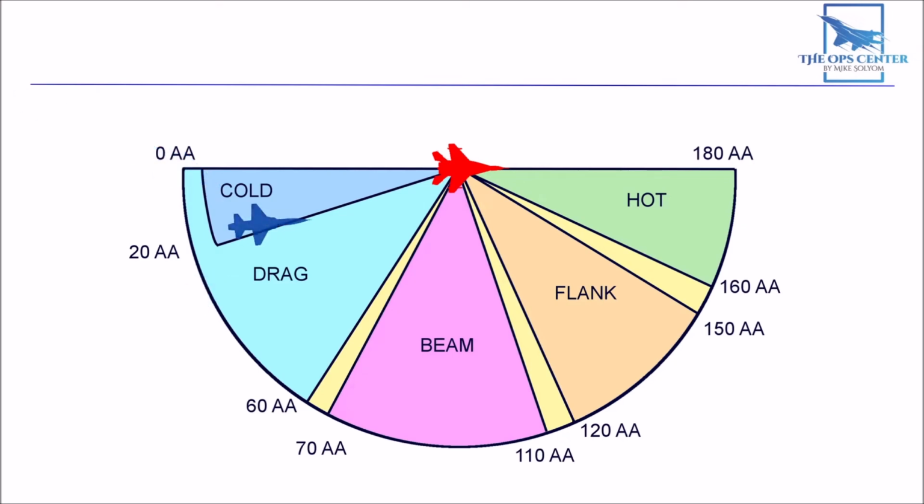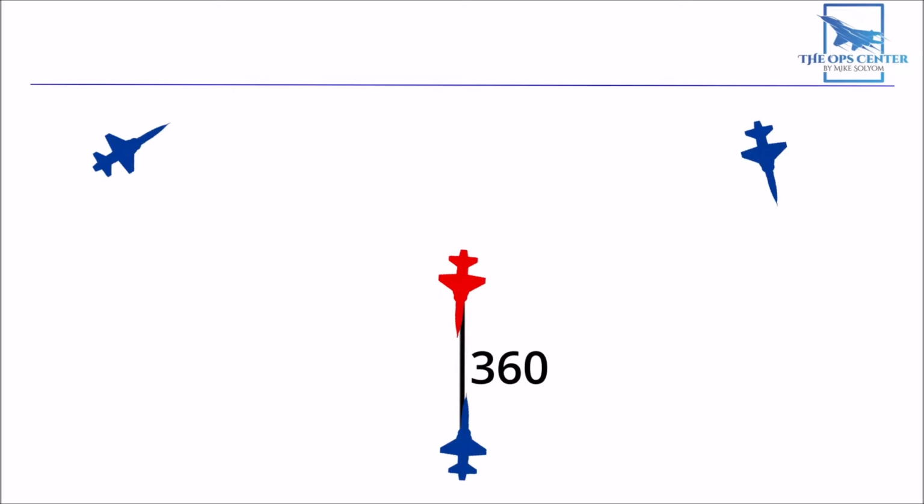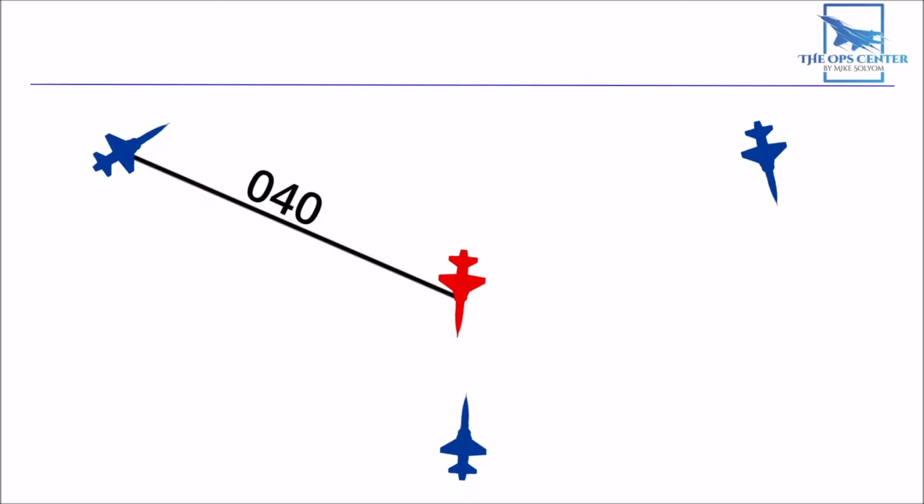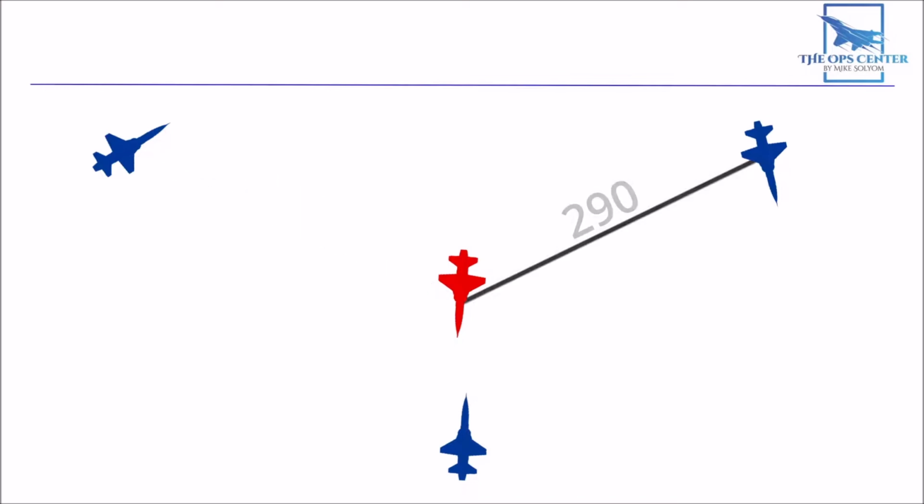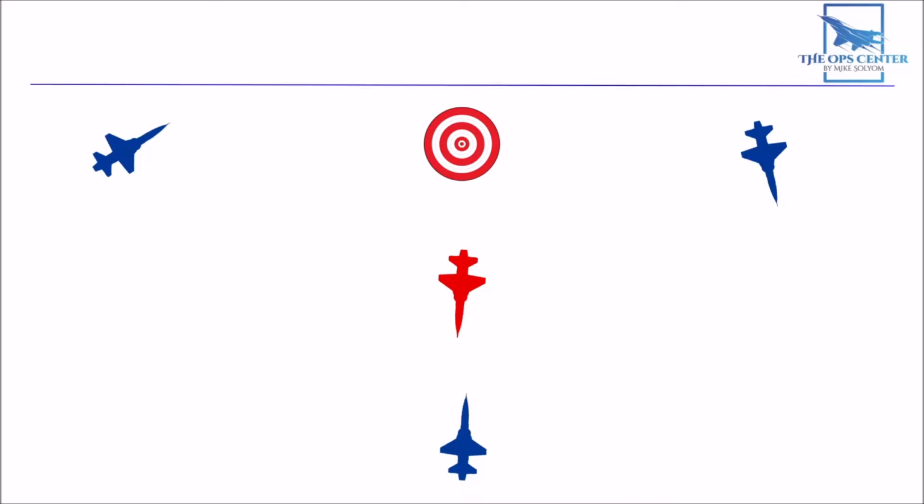One thing to remember about BRA calls is that they are specific to one aircraft. So in this example, the target is at a magnetic bearing of 360 from this fighter. But it would be at 040 for this one, and 290 for this one. So if a controller wanted to pass on the target's location to all three, then 3 separate BRA calls would be needed. That's why bullseye is the primary method. Only one radio call has to be made to get everyone on the same page.